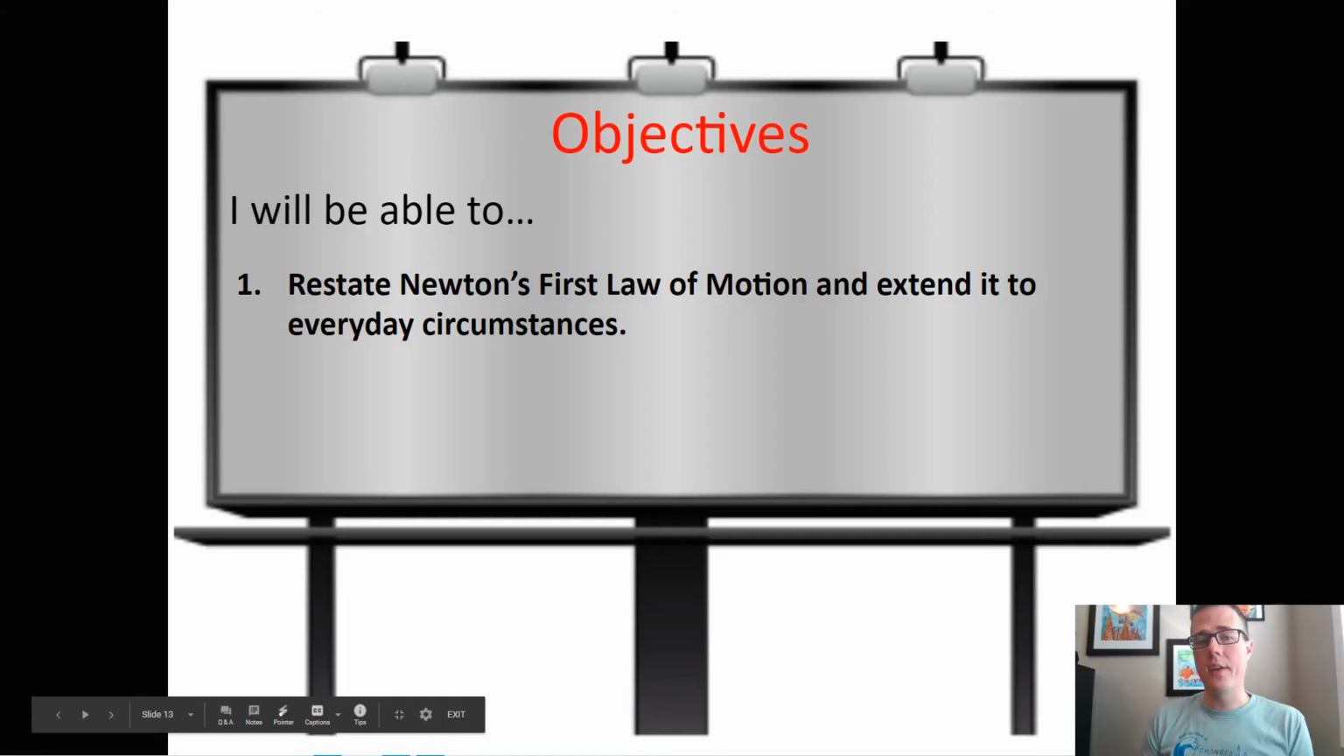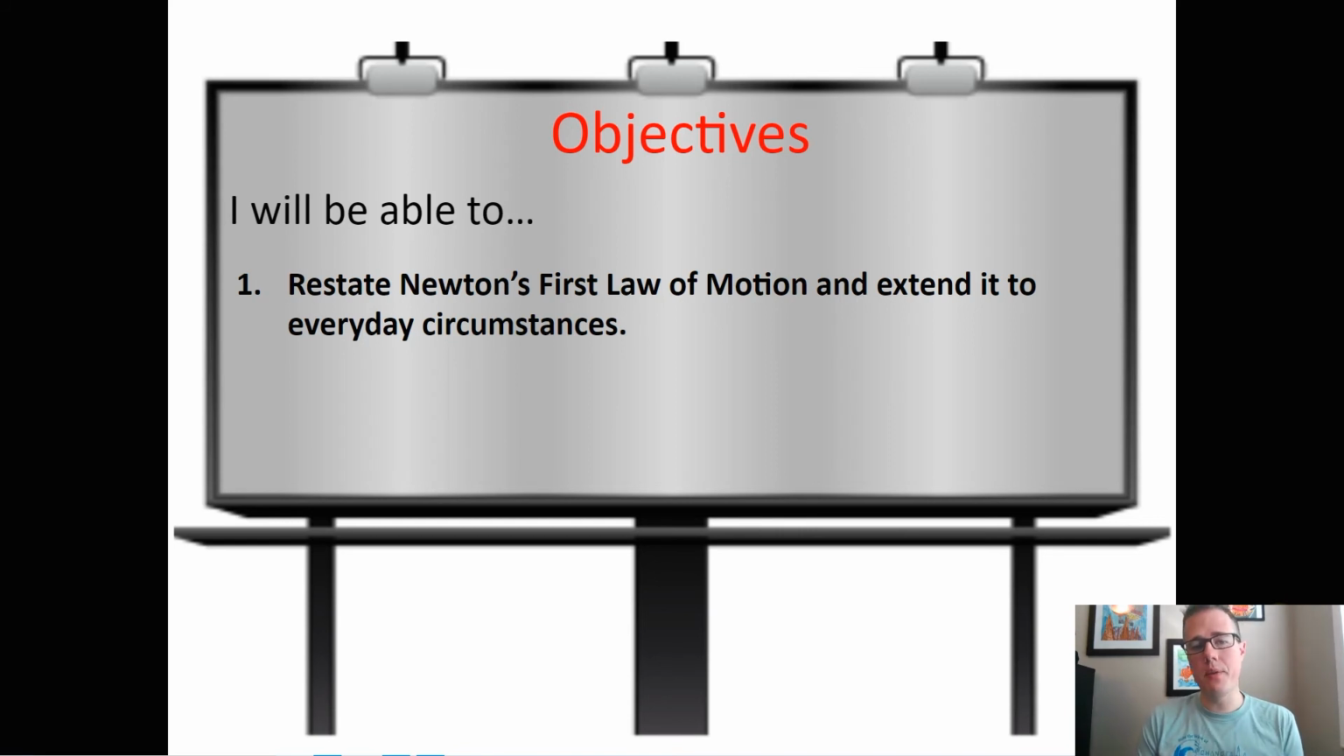So now that you've had some practice looking at examples, I want to remind you what the goal of today's lesson is. Your job is to be able to restate Newton's first law of motion. That's a pretty low-level part. The part that's most important is extend it to everyday circumstances. So you need to be able to develop the skill of looking around in the world and seeing objects and how they move, and being able to see Newton's first law happening in everyday circumstances.